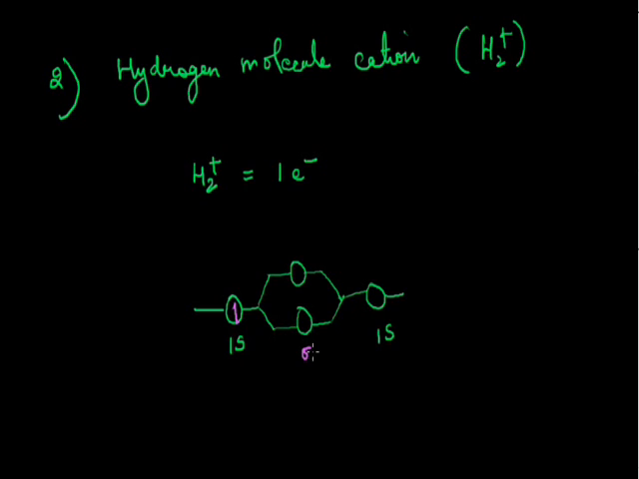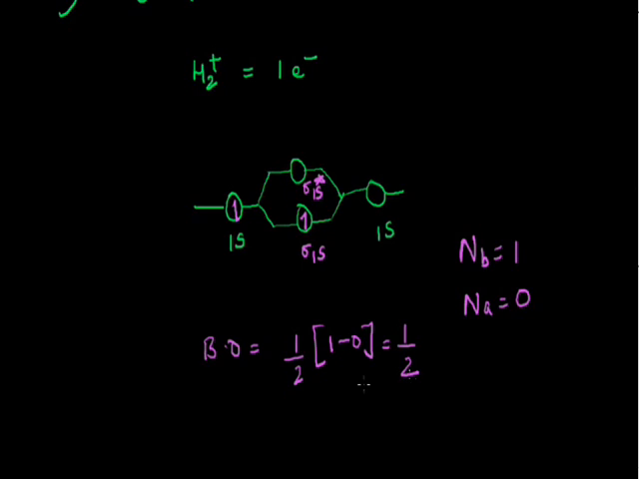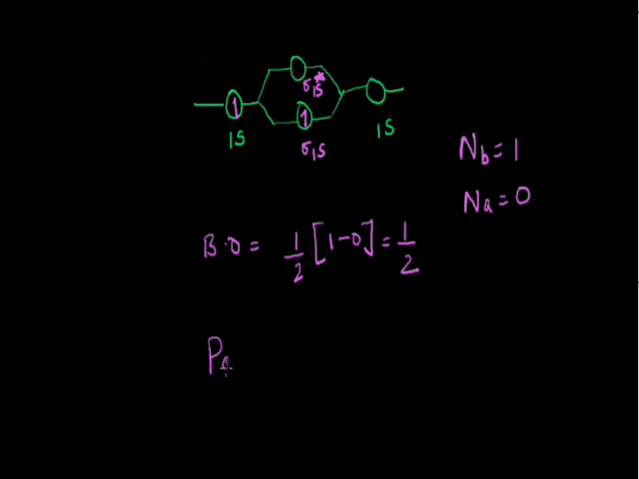Then the orbitals formed are sigma 1s and sigma 1s star. Since we have only one electron, it would be occupied in the bonding molecular orbital. Now the number of electrons in the bonding molecular orbital is 1 and that in anti-bonding is 0. Bond order comes out to be 1 upon 2 times (1 minus 0), that is 1 upon 2. This shows that the cation has paramagnetic nature.